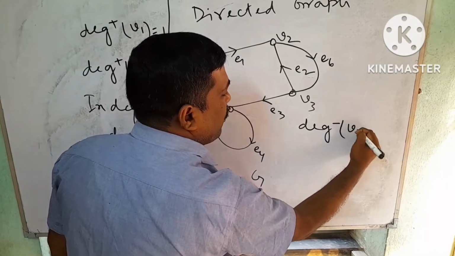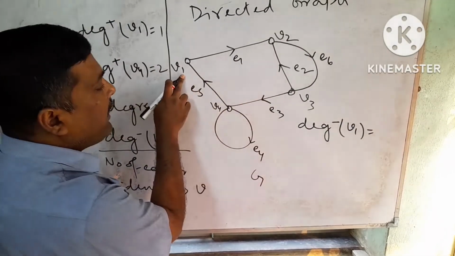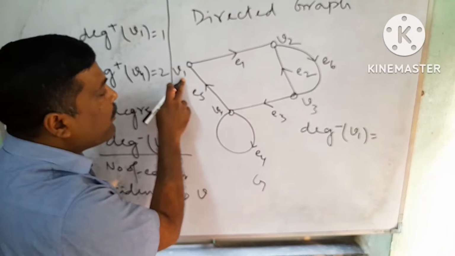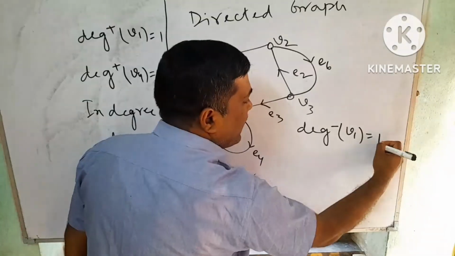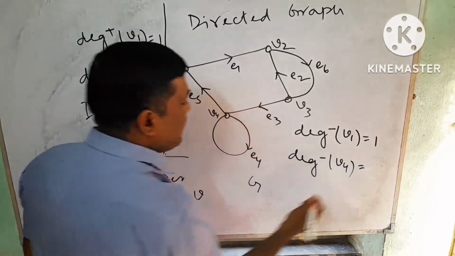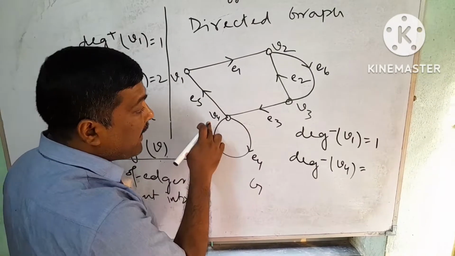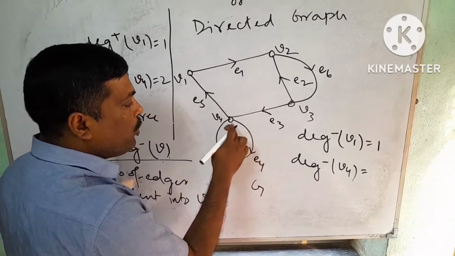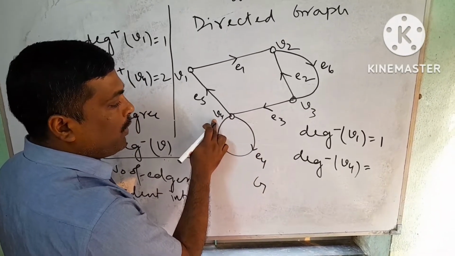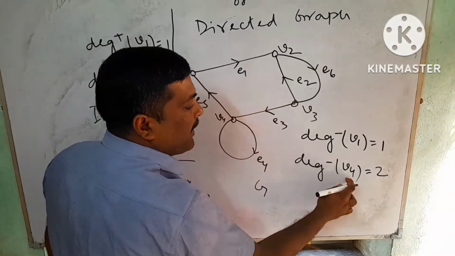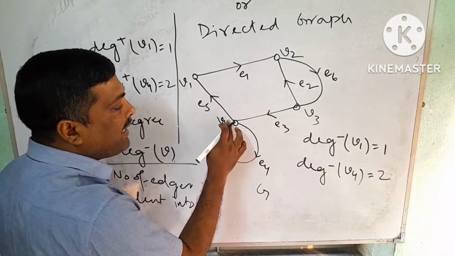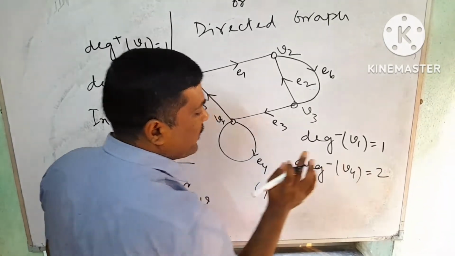d_G minus V1, the in degree of this vertex V1, is the number of edges incident into V1. That is only one, E5 is incident into V1. So d_G minus V1 is 1. Now d_G minus V4, the number of edges incident into V4. See, E3 is incident into V4. Similarly E4 is also incident into V4. So the in degree of vertex V4 is 2. E3 and E4 both are incident into V4.